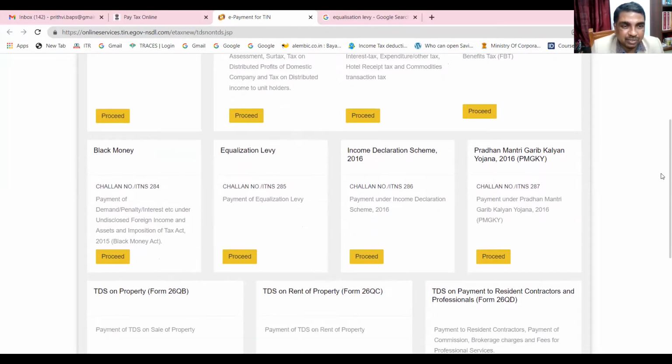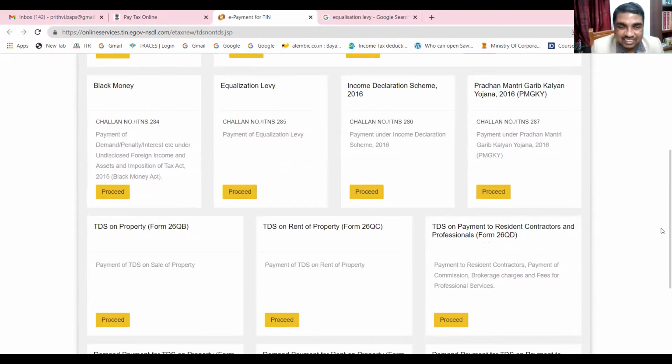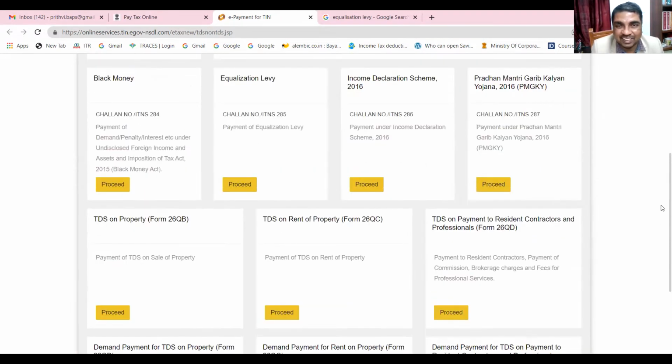Now, if there is some black money, and someone wants to pay a payment of demand, penalty, interest, then you can pay through this challan. Equalization levy is also a kind of tax on the turnover of e-commerce operators, foreign e-commerce operators. Sometimes government comes with an income disclosure scheme, voluntary disclosure of income. So if someone has to pay tax, he can use this challan. And somebody who wants to contribute to Pradhan Mantri Garib Kalyan Yojana 2016 can pay through this challan. So like this, you see various payment methods are there.